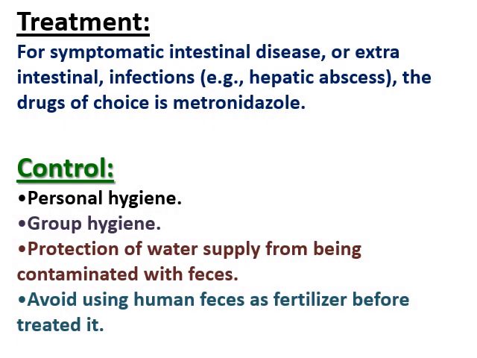Treatment for symptomatic intestinal disease or extra-intestinal infection like hepatic abscess: the drug of choice is metronidazole. The control measures for Entamoeba histolytica are personal and group hygiene, protection of water supply from being contaminated with feces, and avoiding using human feces as fertilizer before treating it. By the end of this slide, we reach the end of our lecture. Thank you for your listening.